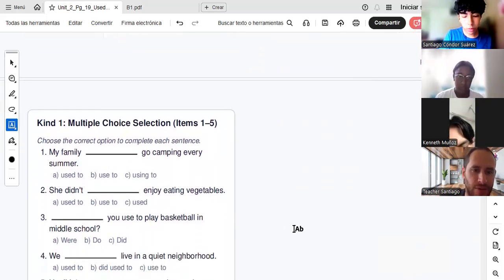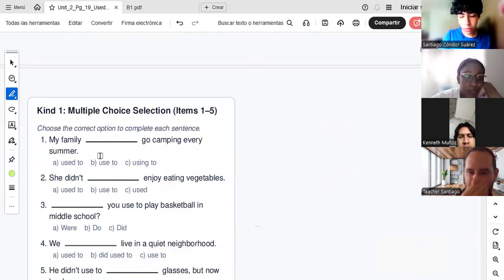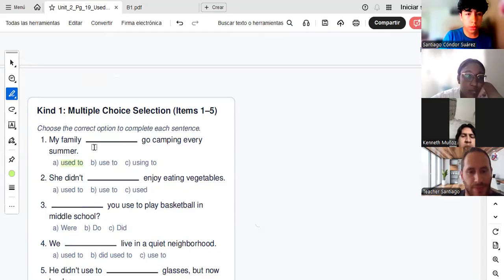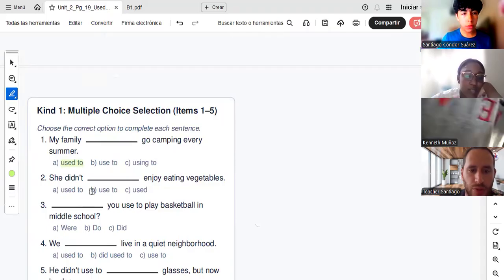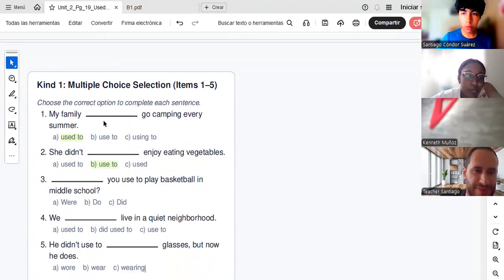Let me see. So now multiple options is almost the same, but with multiple options. Kenneth, go ahead. My family used to, letter A. Okay, used to. Great. Sandra, number two. She didn't used to read, letter B. Okay, wonderful.